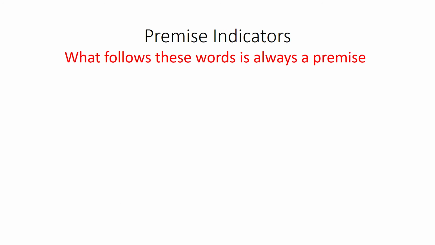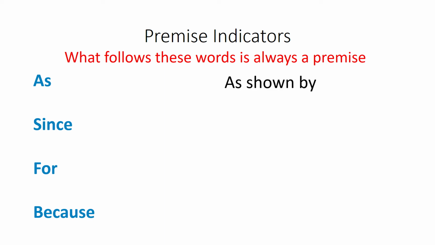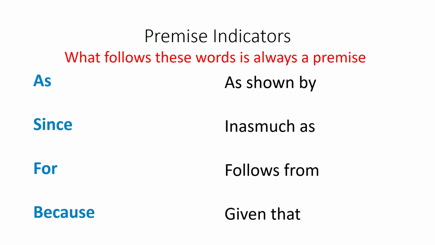Premise indicators are words that are followed by a premise. So what follows these words is always a premise. They're words like as, since, for, and because. These are the four common types of premise indicators in the English language. These four words on the left. Less common words, yet still premise indicators, include the phrases as shown by, inasmuch as, follows from, and given that.